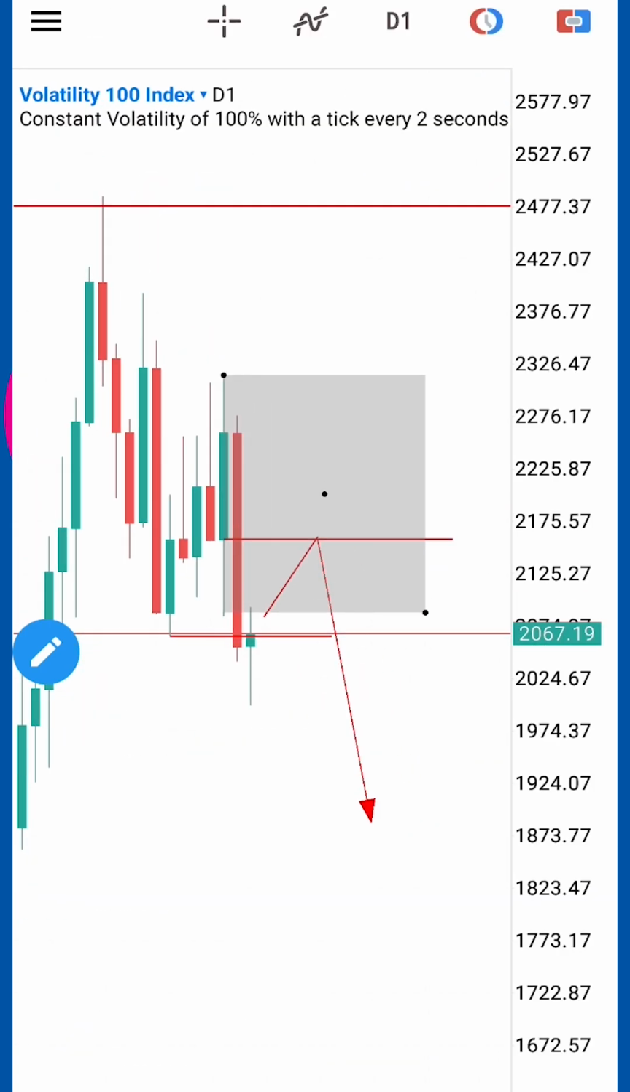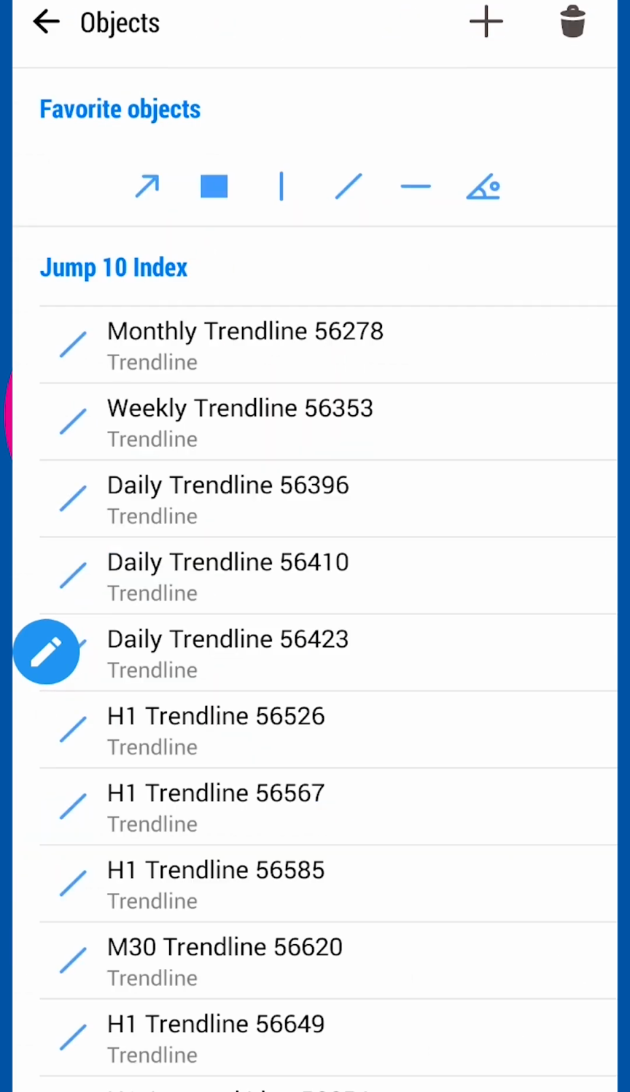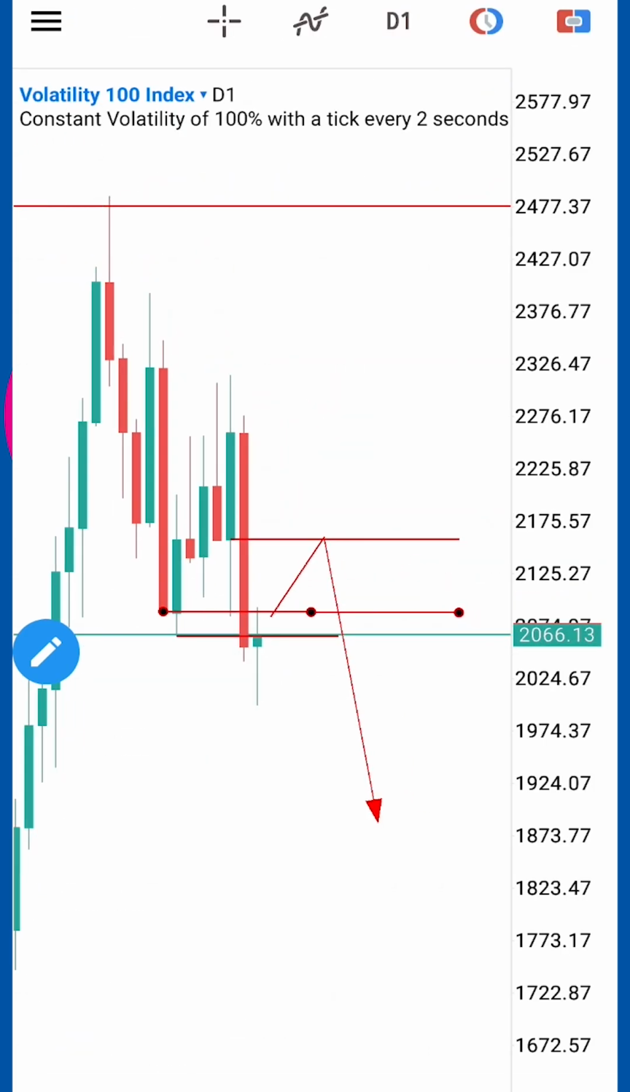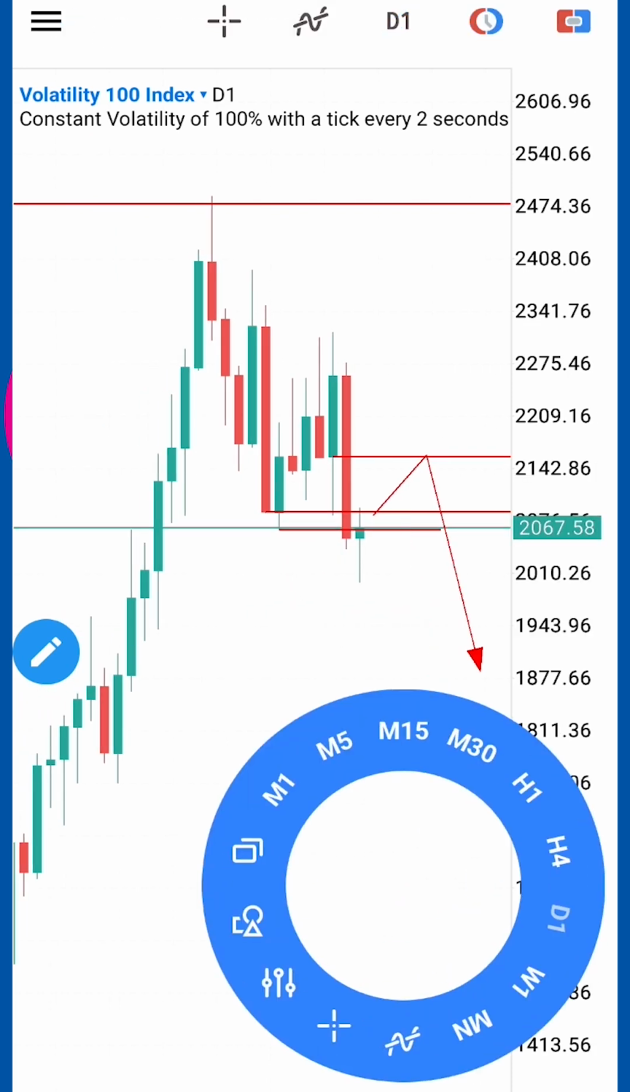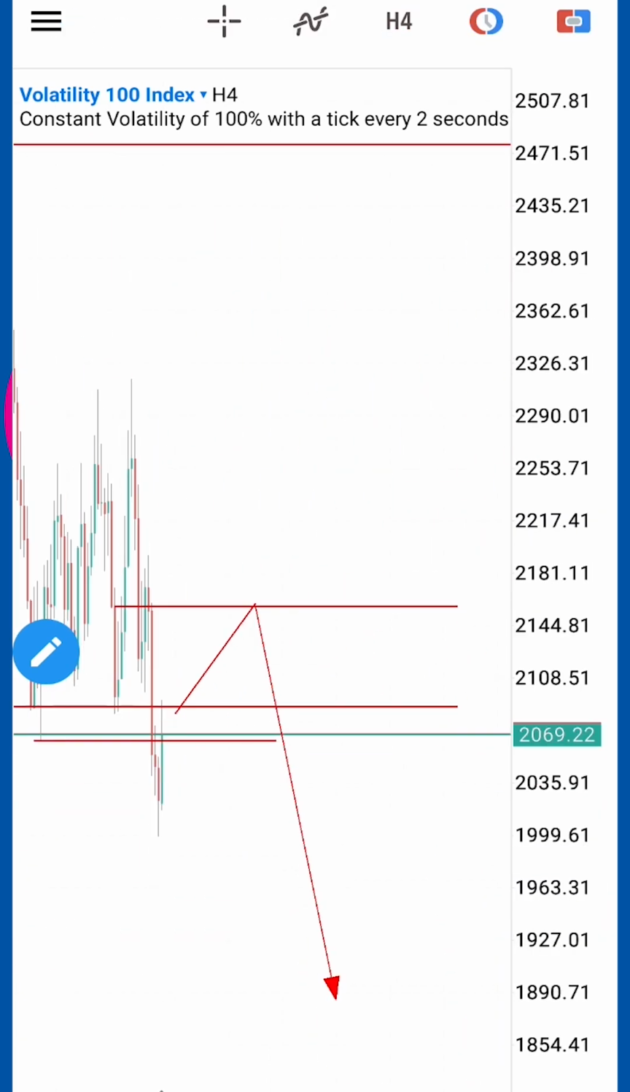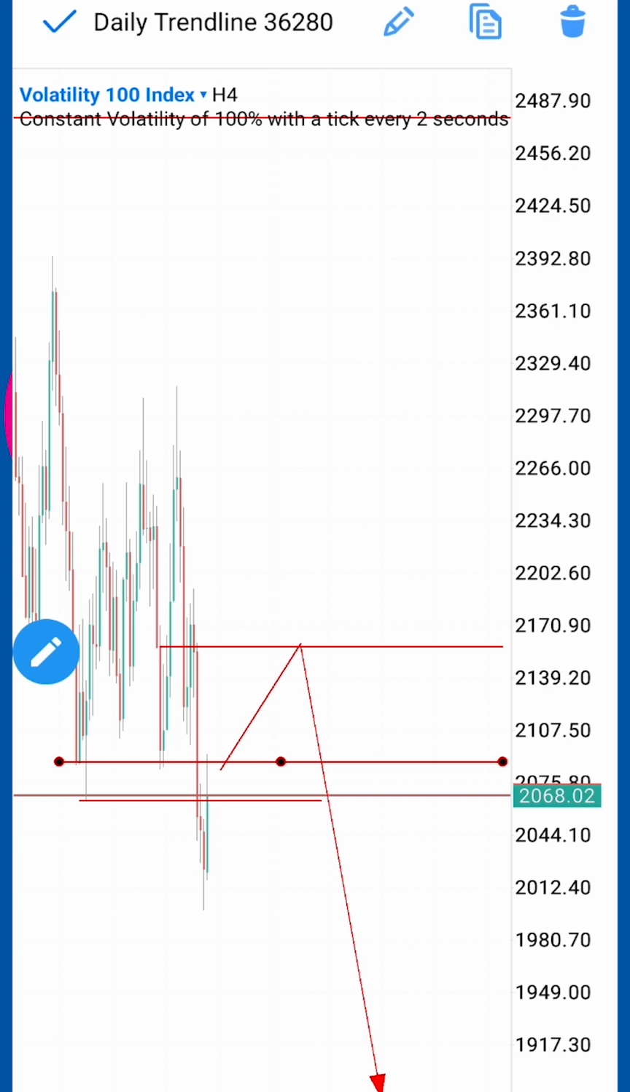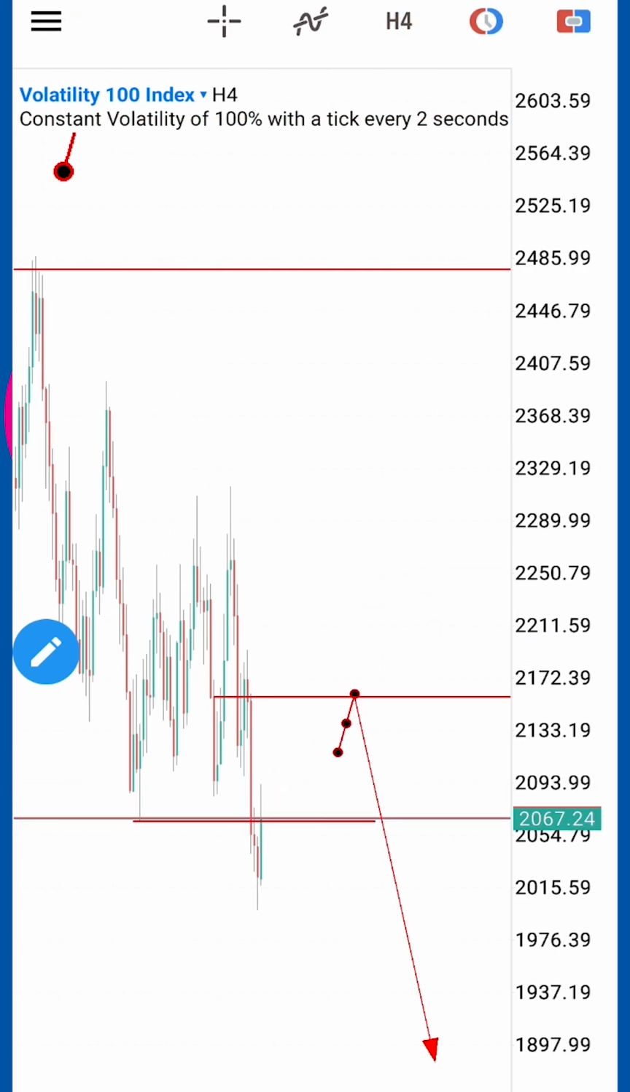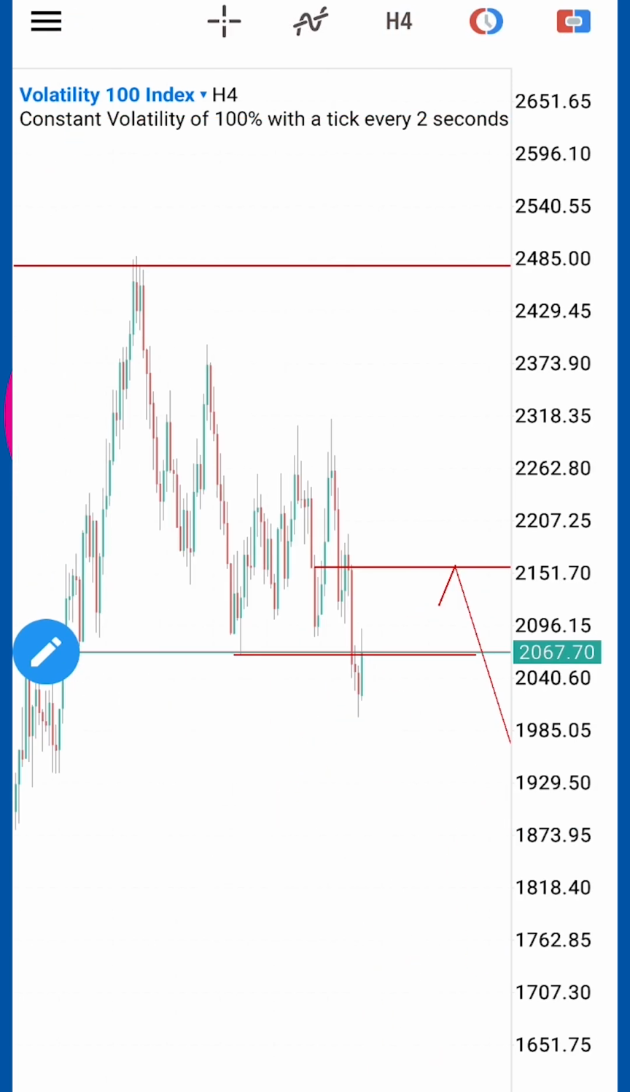Now you can see right now price is forming sort of like a bearish immediate rebalance. The reason it was selling is also because it's going to form that bearish immediate rebalance. Now if we zoom in on the 4-hour chart, you're going to see why it makes sense.